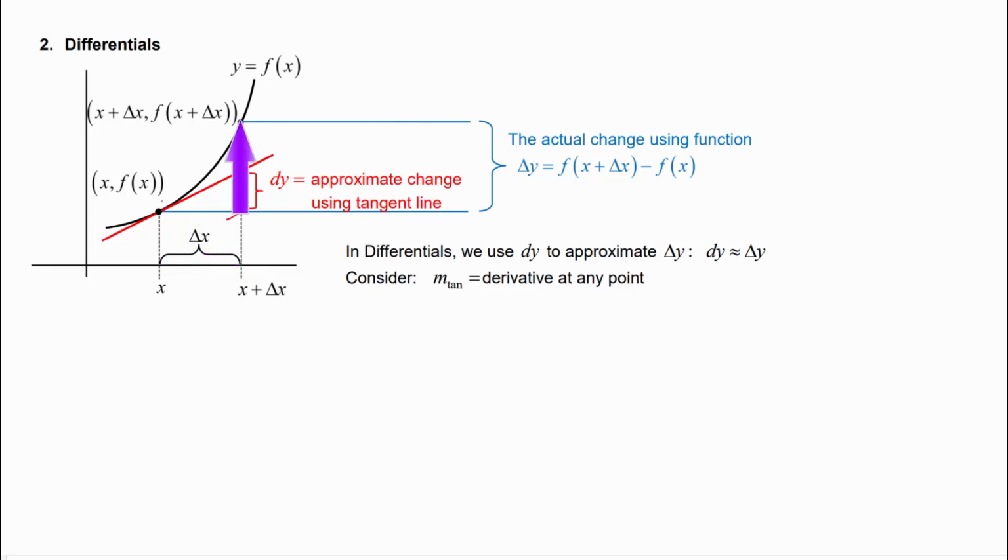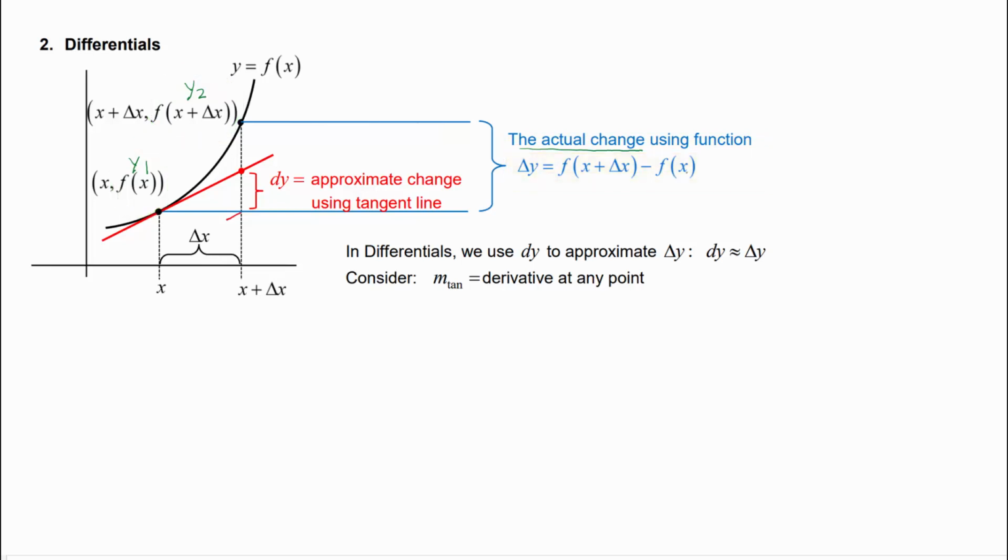Now, what is the increment of y when you change from x to x plus delta x? That will be the actual change using your function value. It will be your y2 minus y1. So delta y, which is the actual change in y, would be f of x plus delta x minus f of x.